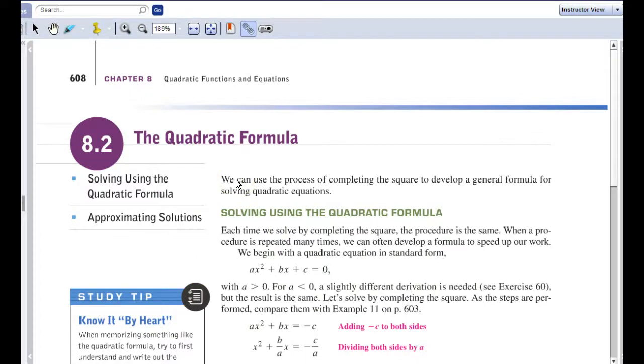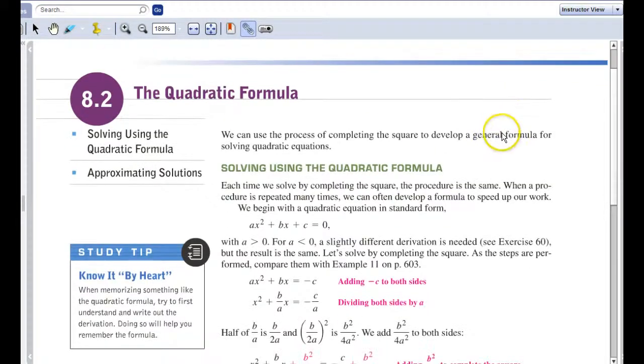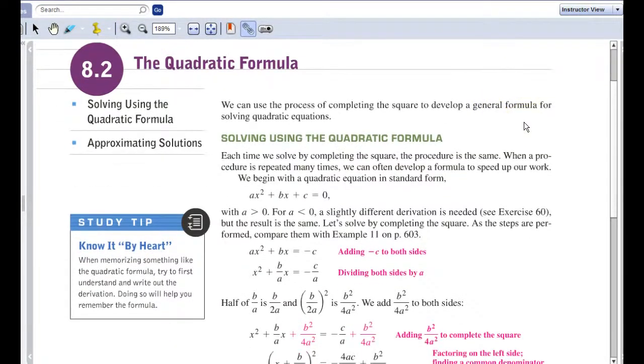As we go into the next part of Chapter 8, I thought we'd take a moment to look at the textbook. This is our Pearson online textbook, and we're in Topic 8.2, the quadratic formula.